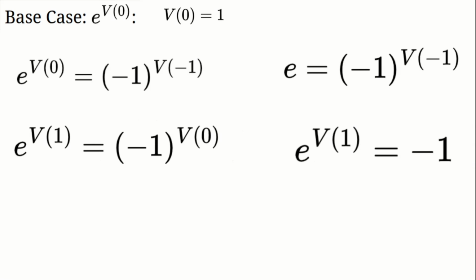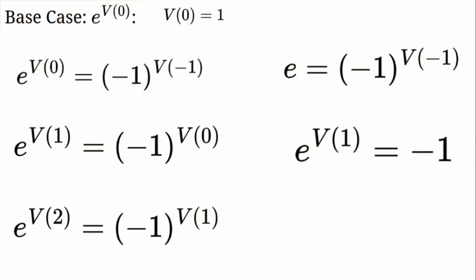Exponentiation of higher-order virtual numbers. Next, let's compute e raised to the power of v of 2. Using the recursive definition, e raised to the power of v of 2 equals negative 1 raised to the power of v of 1. Since v of 1 equals j, this simplifies to negative 1 raised to the power of j. At this point, we encounter a higher-order virtual number. The exact value of negative 1 raised to the power of j depends on the properties of j. For now, we'll treat this as a new element in the system.